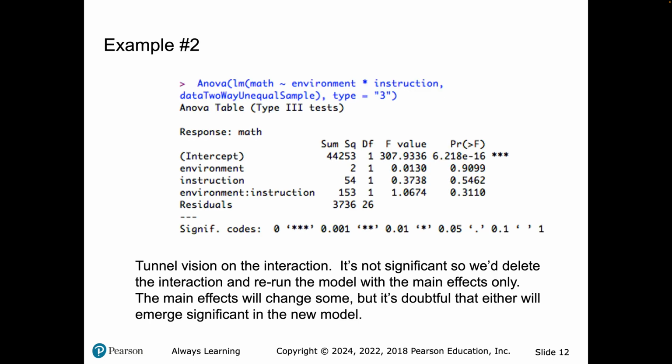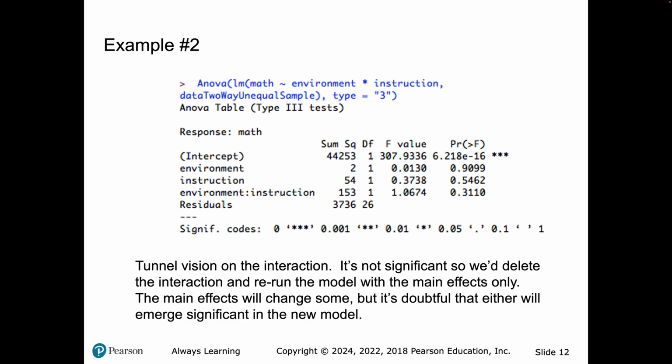So here's the second example. Here the dependent variable is some sort of math score. Again, it has to be quantitative. Independent variable 1 is environment. Independent variable 2 is instruction. Both of those, again, have to be categorical. And then the interaction is environment across instruction.